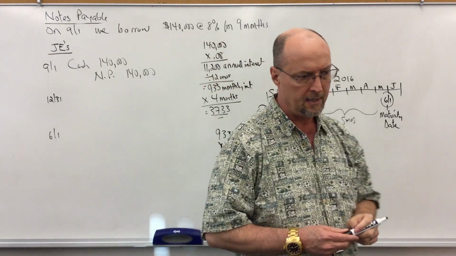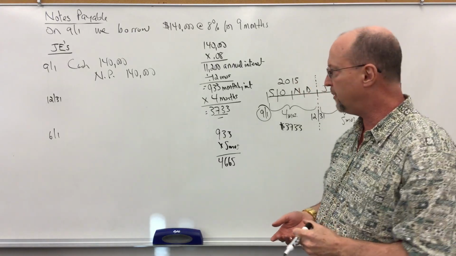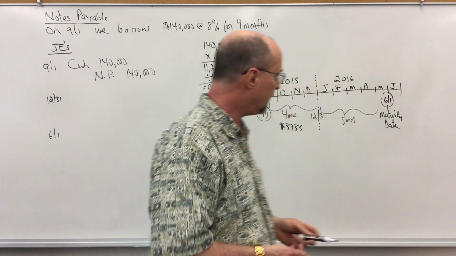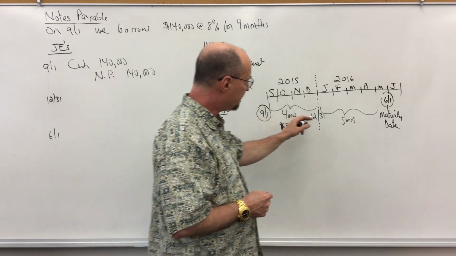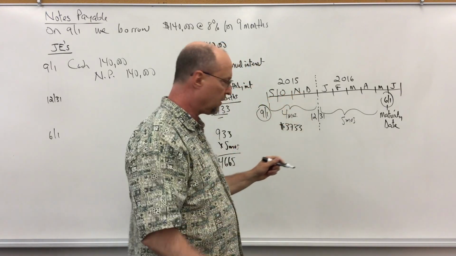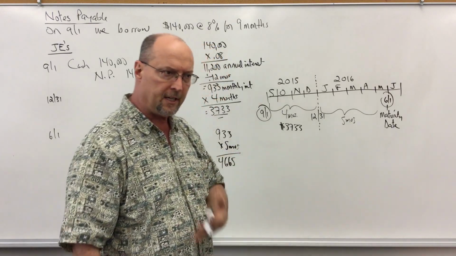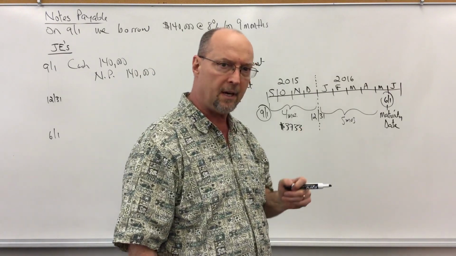Okay? So our business year end, our fiscal year end is December 31st. It's a calendar year end. And so you notice my timeline here. We borrowed the money on September 1st. At December 31st, September, October, November, December, 4 months have gone by. And we have to accrue. We have to figure out how much interest we have accrued because we owe that money.